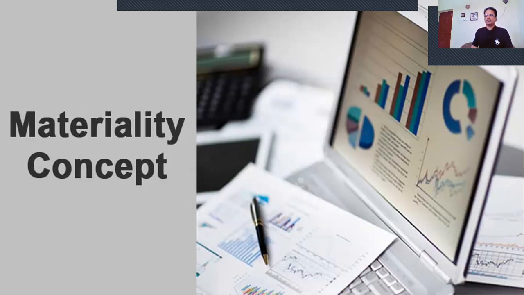I will tell another thing. Some companies decide that 5% of net assets, or 5% of net profit, is material. What is the meaning of that? For example, anything which amounts to 5% of net profit or net asset is material.